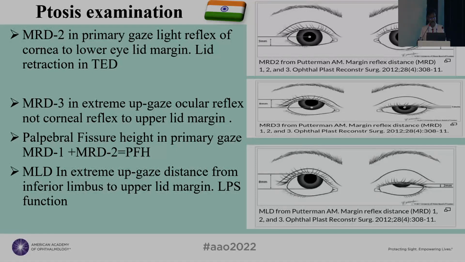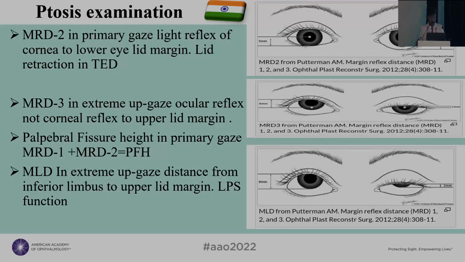MRD3 is in the extreme up gaze. Mind that when you measure MRD3, it is in extreme up gaze, not in primary gaze. The corneal reflex to the upper lid margin is a rough estimation of the LPS muscle action. Palpebral fissure height is nothing but MRD1 plus MRD2; if you add the values, the PFH value is estimated.